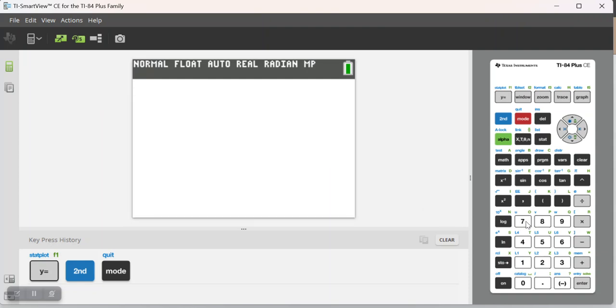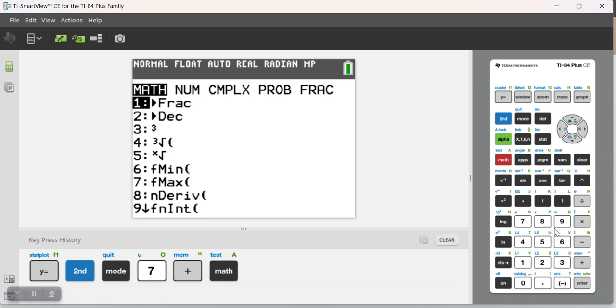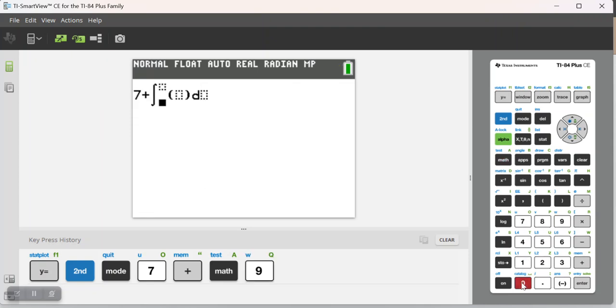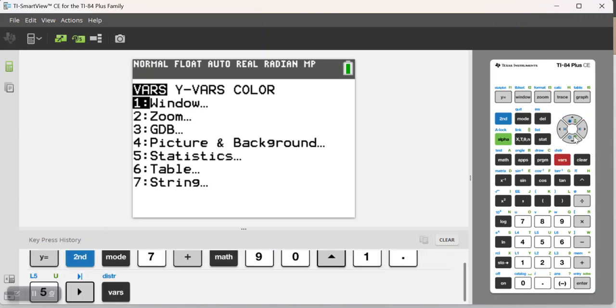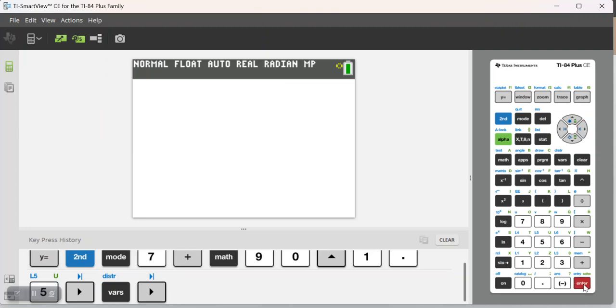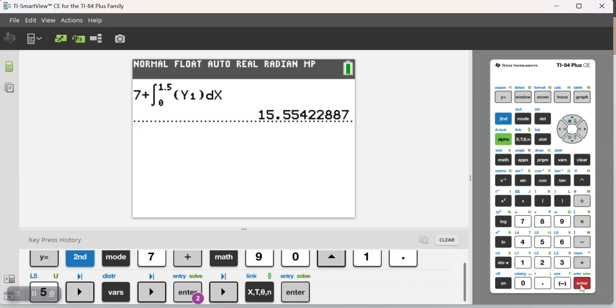Well, my initial value when x is 0 was 7, and then I would just add to that the integral from 0 to 1.5 of this function, my rate function, which is y1, dx, and this would tell me that the value of my function when x is equal to 1.5 is 15.554 and whatever.